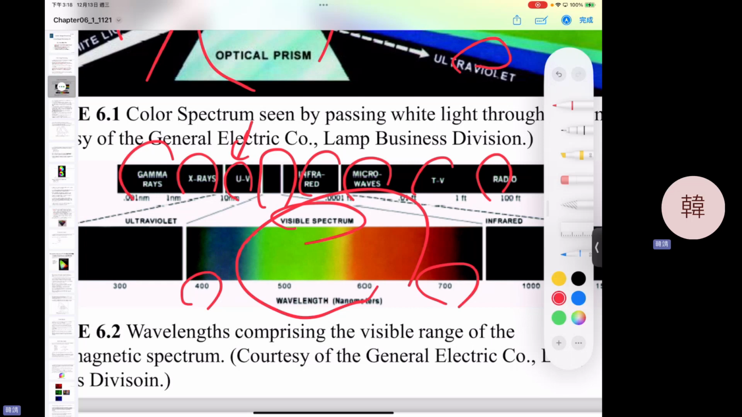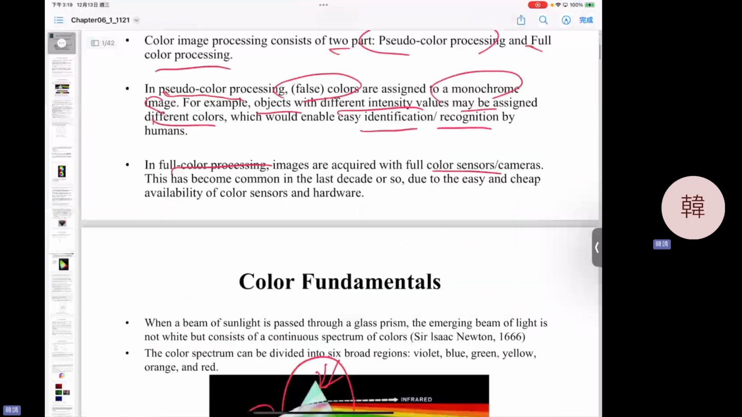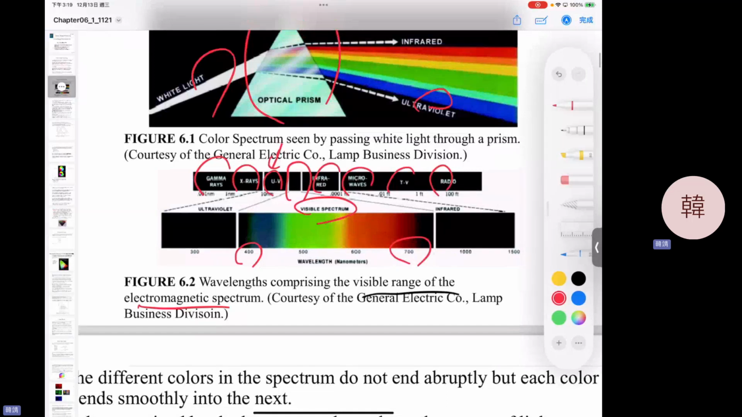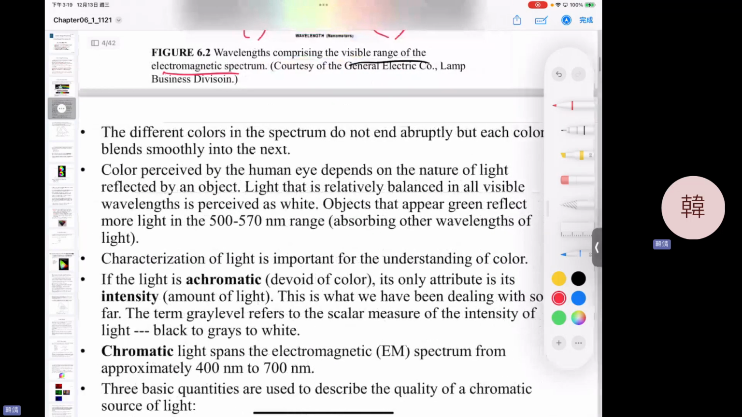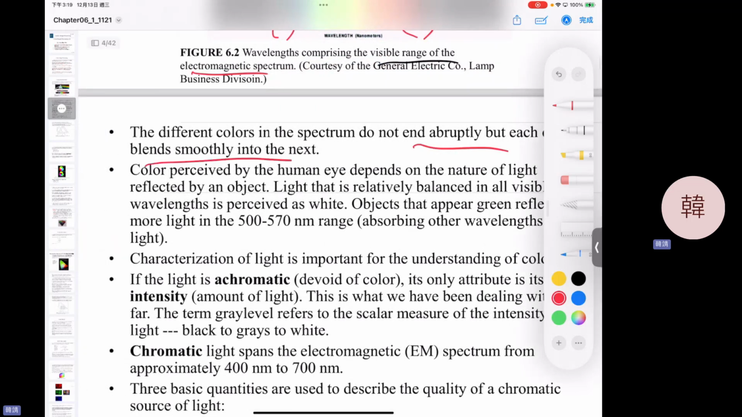So I think each color is characterized by a different frequency wave. They have different waves. You can see it. So the wavelengths comprise the visible range of the electromagnetic spectrum. Let's see, the different colors in the spectrum do not end abruptly. They are very smooth, blending together, smoothly into the next one.